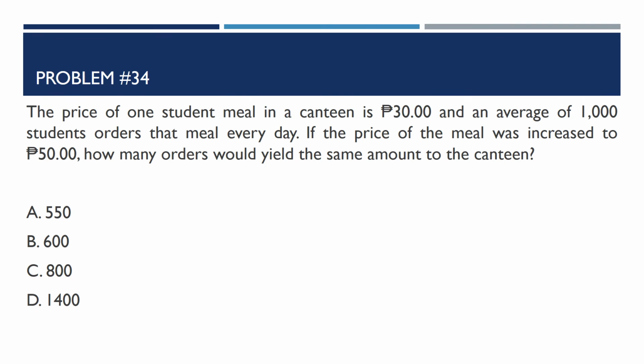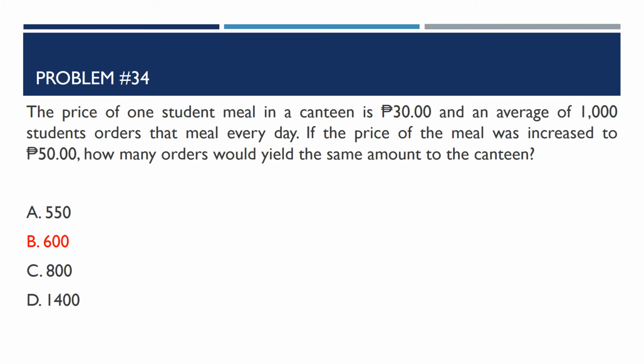Number 34. The price of one student meal in a canteen is 30 pesos, and an average of 1,000 students orders that meal every day. If the price of the meal was increased to 50 pesos, how many orders would yield the same amount to the canteen? The answer for this problem is 600. So how do you get 600?